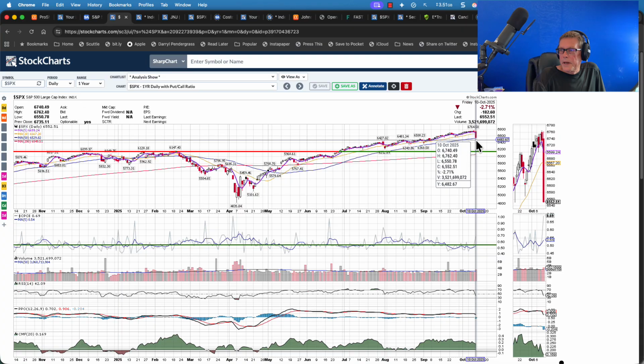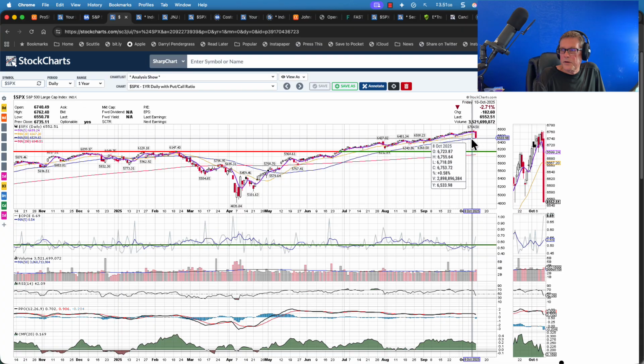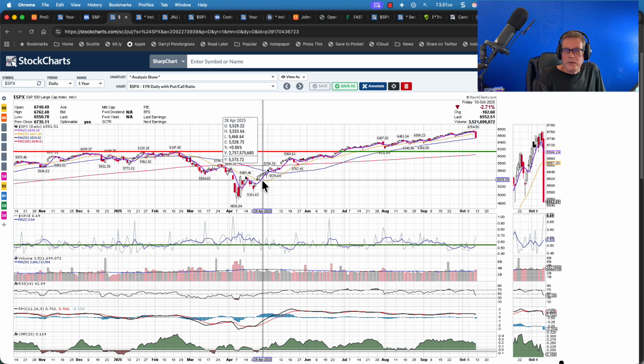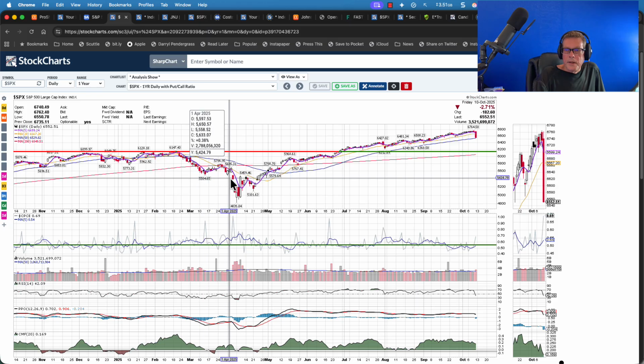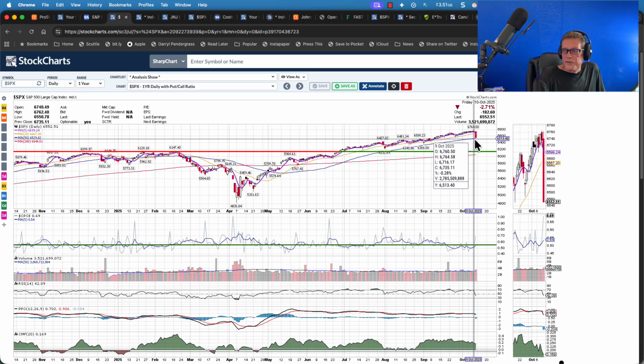So when we see a pullback in the S&P 500 of this magnitude, I generally like to go back and look at other dates where that may have happened. On March the 10th, we did have a 2.7% pullback, so that's nearly identical to what we saw today. Then on April the 3rd, in the midst of the tariff announcements back in April, we saw a pullback of 4.84%. And then in the very next day, we saw a pullback of 5.97%. So I'm kind of expecting that we're going to see some subsequent sell-offs here in the next few days.